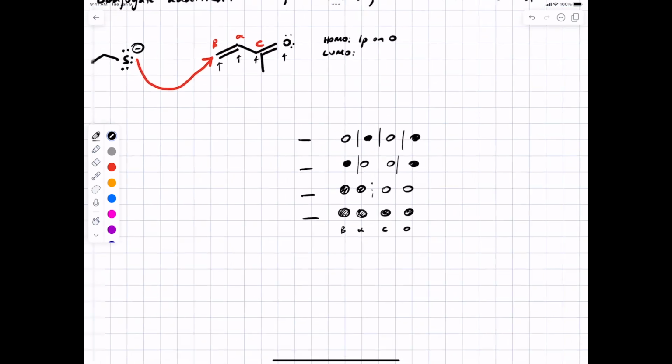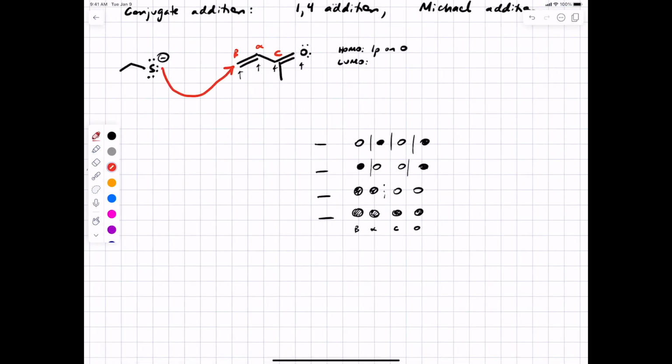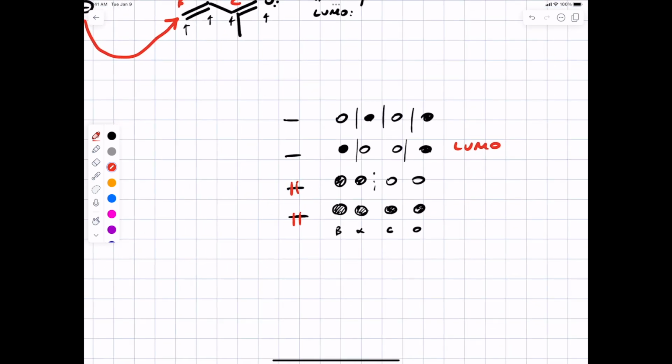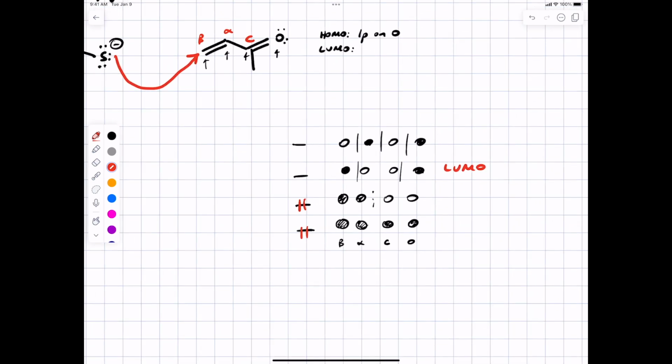All right, and we've got two sets of electrons shown in the Lewis structure in the pi bond between the alpha and the beta carbon, the carbonyl carbon, and the oxygen. So we would fill these two lower energy pi orbitals. The higher two would be empty. This is going to be the LUMO of the molecule. So the LUMO is one of these delocalized pi orbitals. The important point is that it is on the beta carbon in addition to the carbonyl carbon.